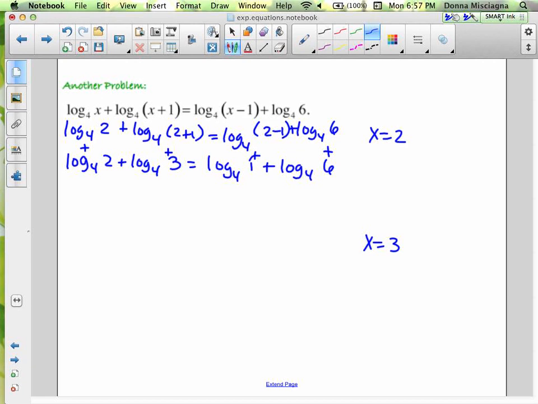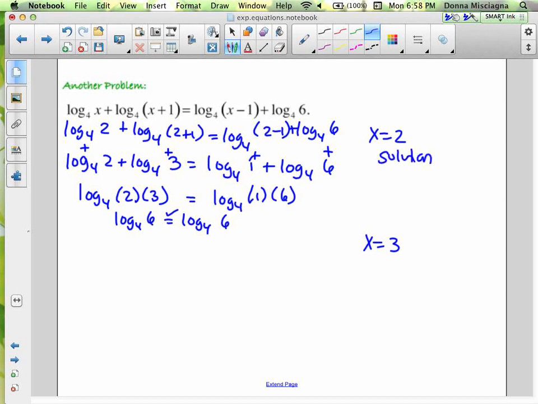All right, so log base 4 of 2 plus log base 4 of 3, that's log base 4 of 2 times 3. Log base 4 of 1 plus log base 4 of 6 is log base 4 of 1 times 6. And log base 4 of 6 does indeed equal log base 4 of 6. And you can check that that is a real number. And so that works out. So this one's a good solution. We'll give him an exclamation point and a smiley face.